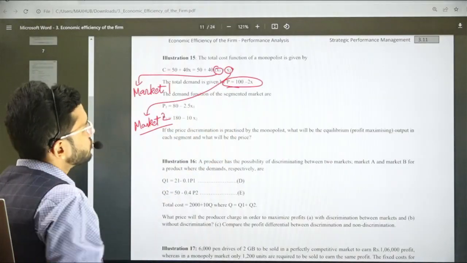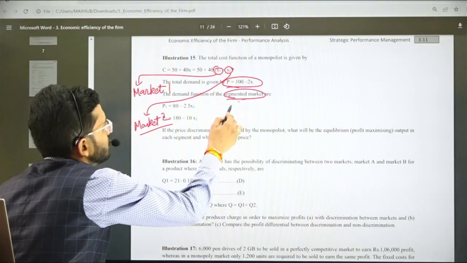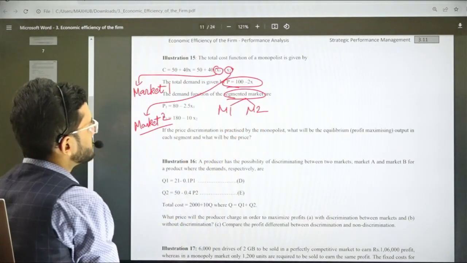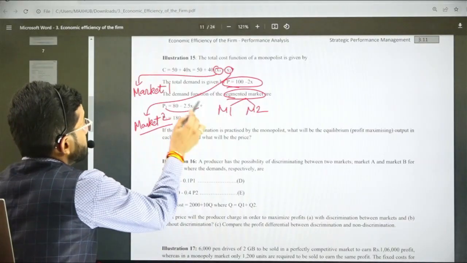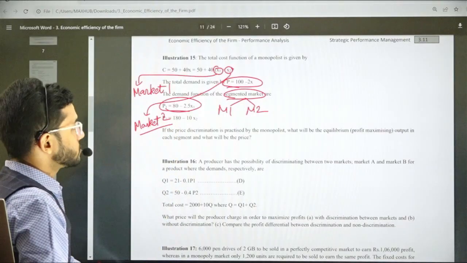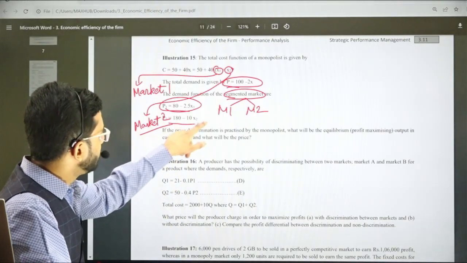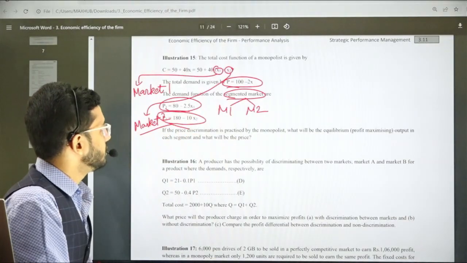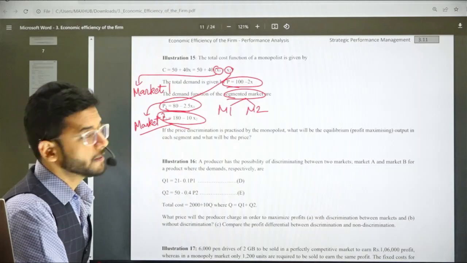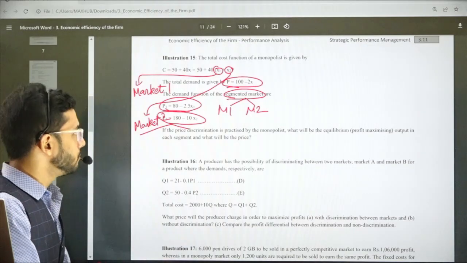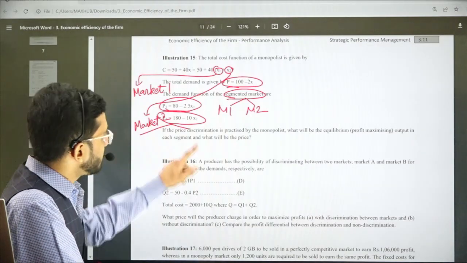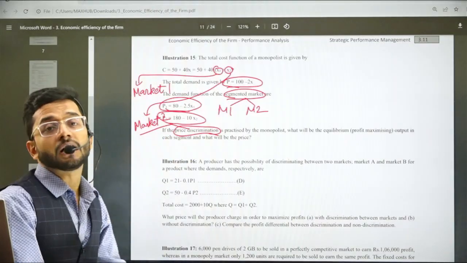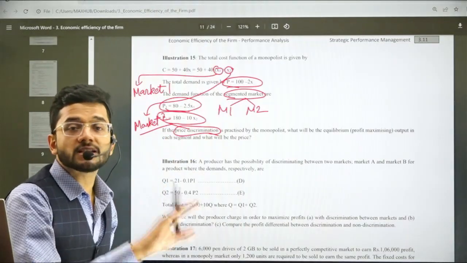The demand function of the segmented markets, the two different markets, market 1 and market 2, are P1 is equal to 80 minus 2.5 x1 and P2 is equal to 180 minus 10 x2. This is the demand function for the segmented market. Okay, two segments are there and demand functions for both the markets are given over here. If price discrimination is practiced, which means we are having two different prices for two different markets.